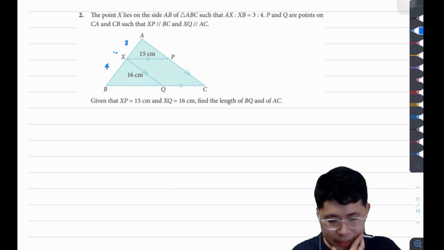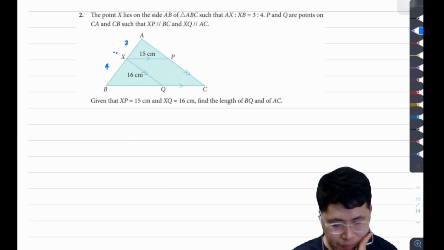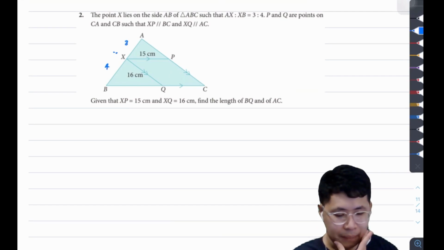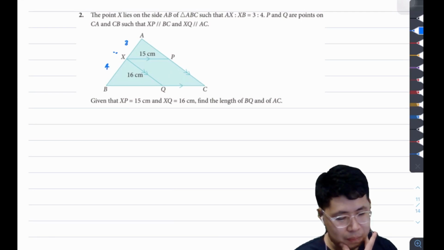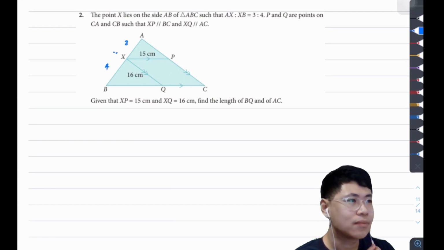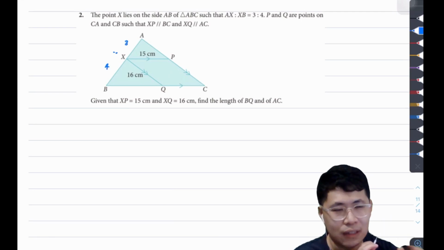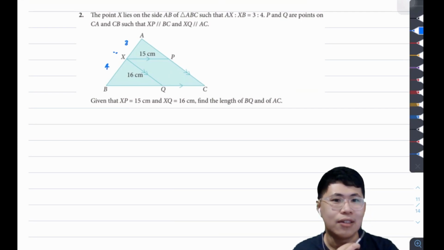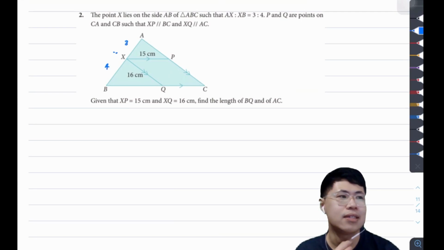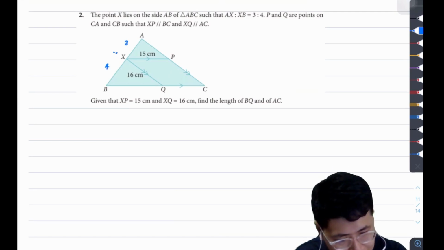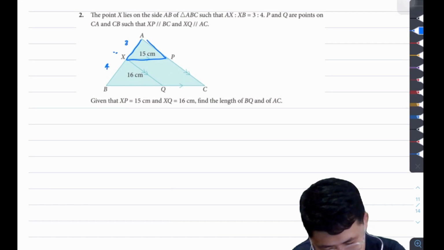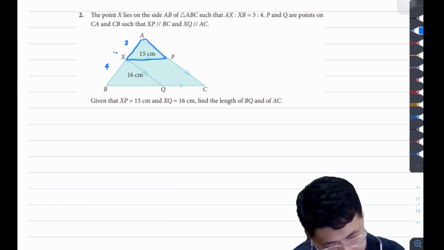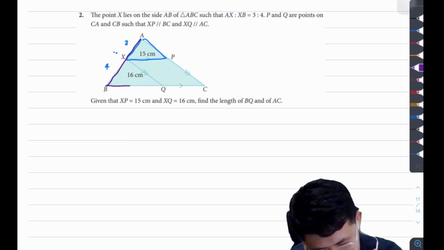I'm looking for BQ. Okay, then maybe I can match with BC. Okay, let's take a look at how we are going to do this. First, APX. Okay, sure, let us split this into two triangles: this triangle and also that triangle.